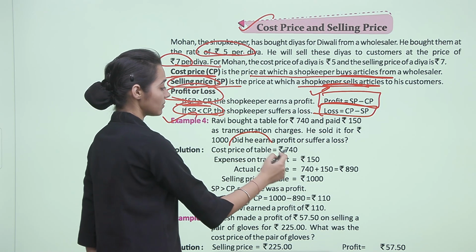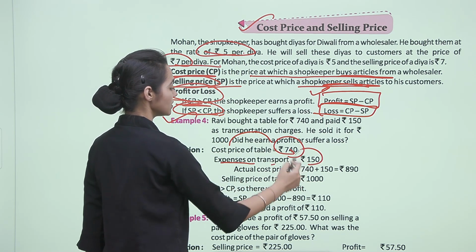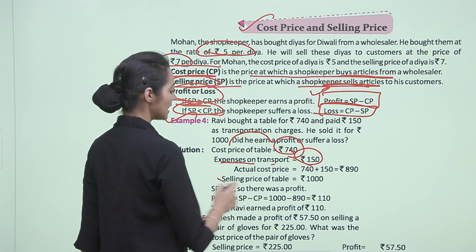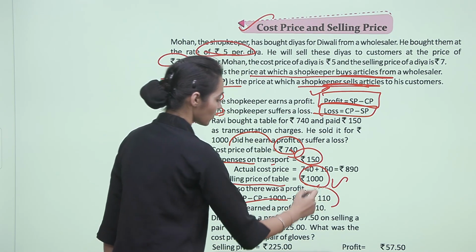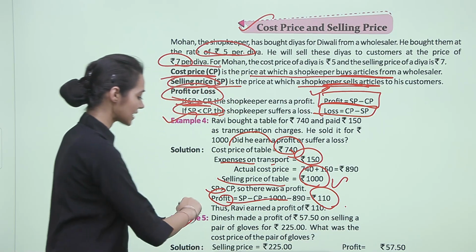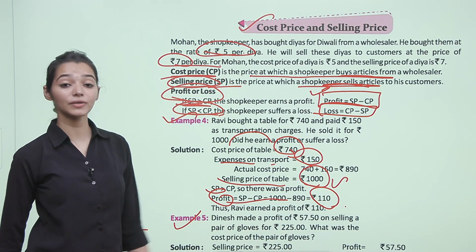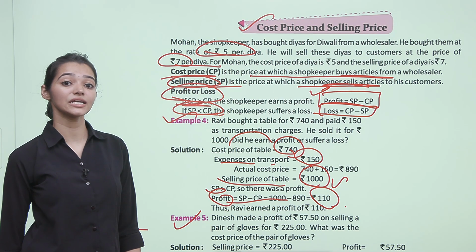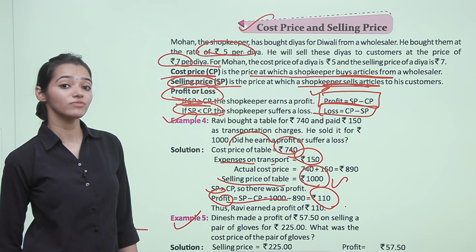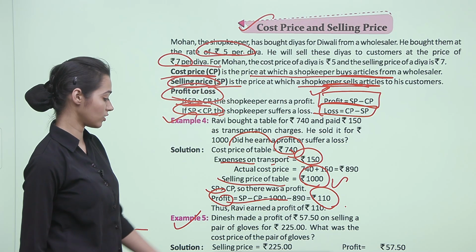So the cost price of the table is this. Expenses on transport are 150 rupees and the selling price of the table is 1000 rupees. So the profit that he made is 110 rupees. Now in example number 5, Dinesh made a profit of 57.5 rupees on selling a pair of gloves for 225 rupees. What was the cost price of the pair of gloves?